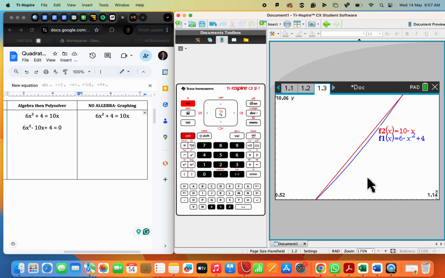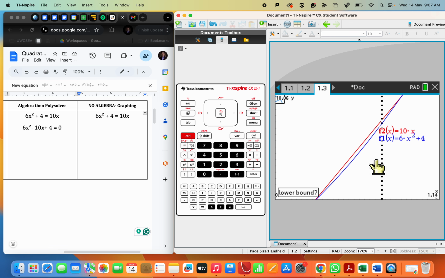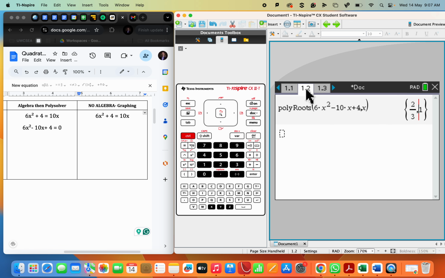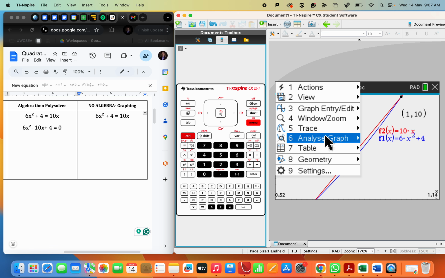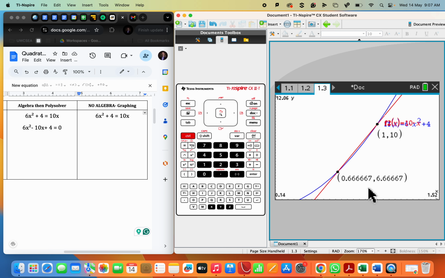All right. So now menu, analyze the graph, intersection, click a point before and a point afterwards. Look, there you go. Here's a solution. We've got x equals 1, right? I think that was a solution before. Let's go back. Yeah, x equals 1 was a solution. And then menu, analyze graph, intersection. Let's click and click. And there's the other intersection.